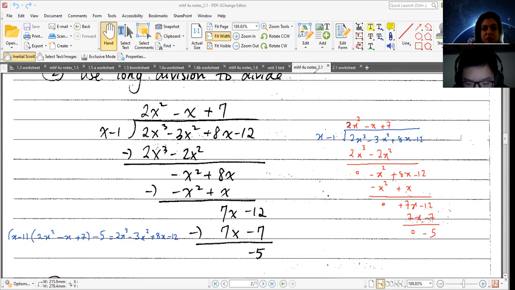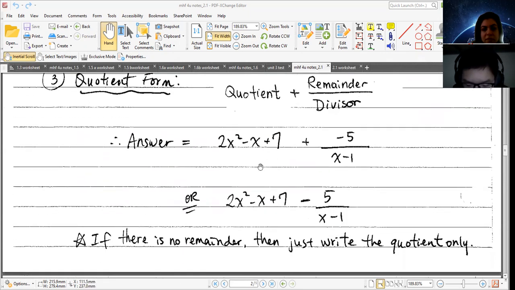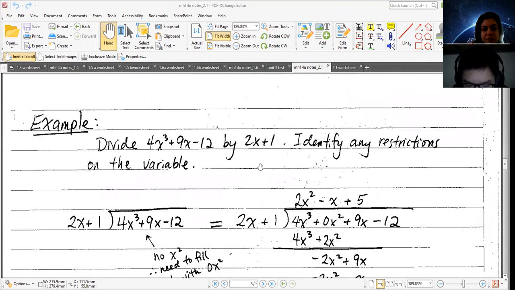Then you divide each term by x minus 1. This term you divide by x minus 1, and this term by x minus 1. And if you cancel the x minus 1 with x minus 1, this will be the quotient form, okay? Any question? No. I'm going to erase this. So this is the quotient form that you do have.